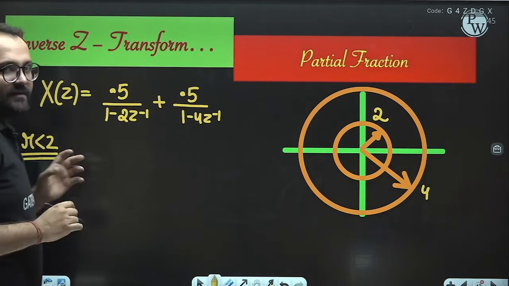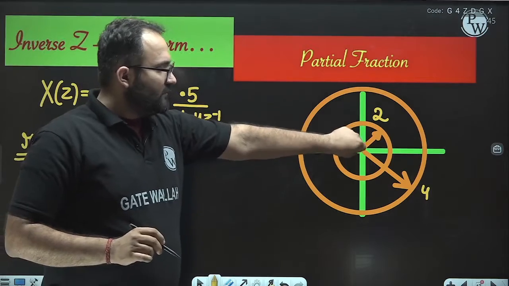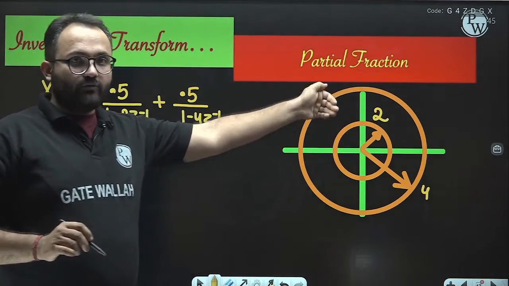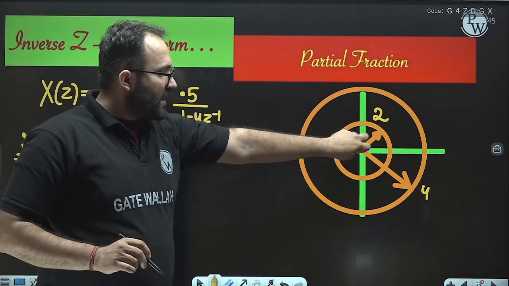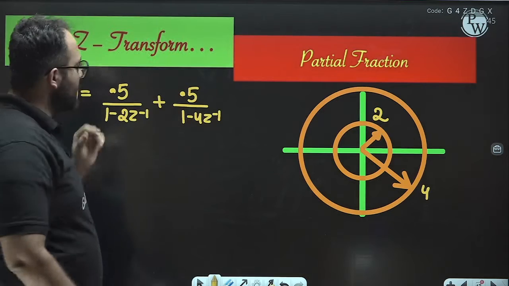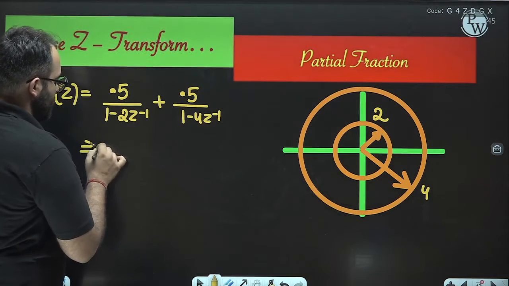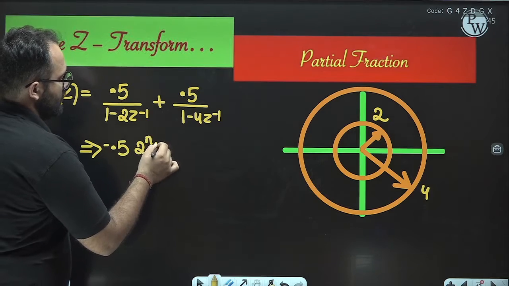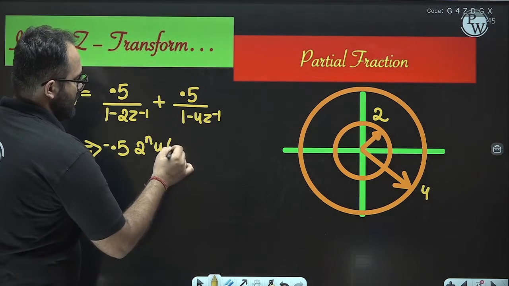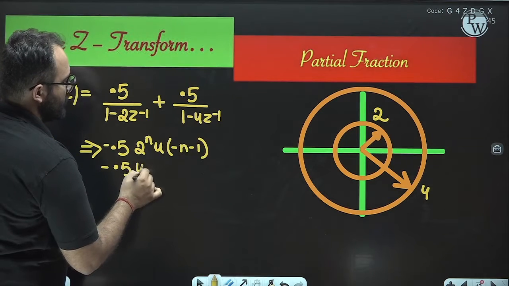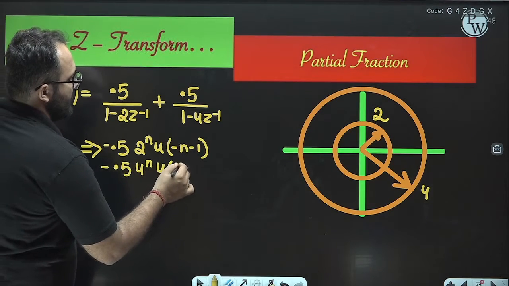Now in this region r less than 2, we can see that this region is inside both the poles. One pole is at 2, one pole is at 4. This region r less than 2 is inside both the poles. So both the poles will be left sided in this case. So this will be minus 0.5, 2 to power n, u of minus n minus 1. Second one is also minus 0.5, 4 to power n, u of minus n minus 1.